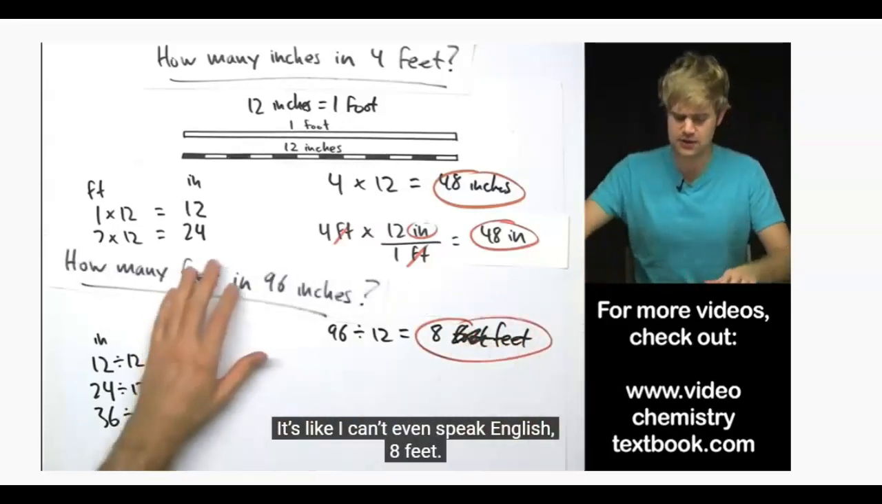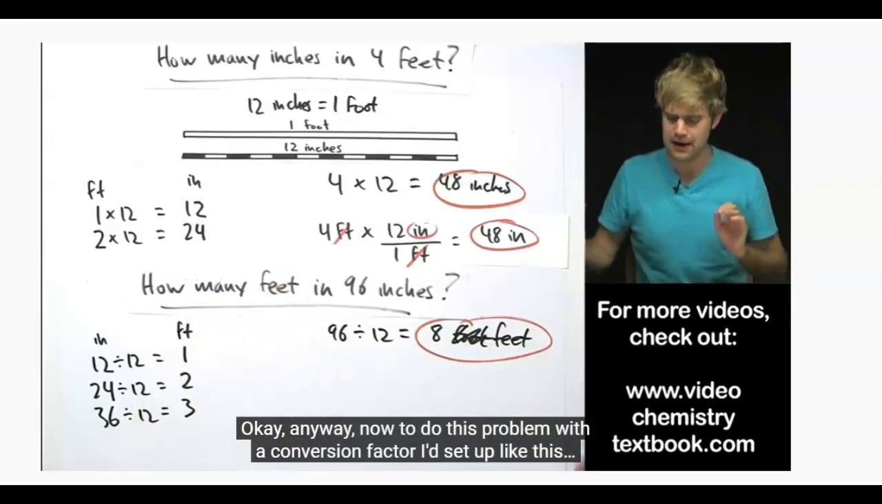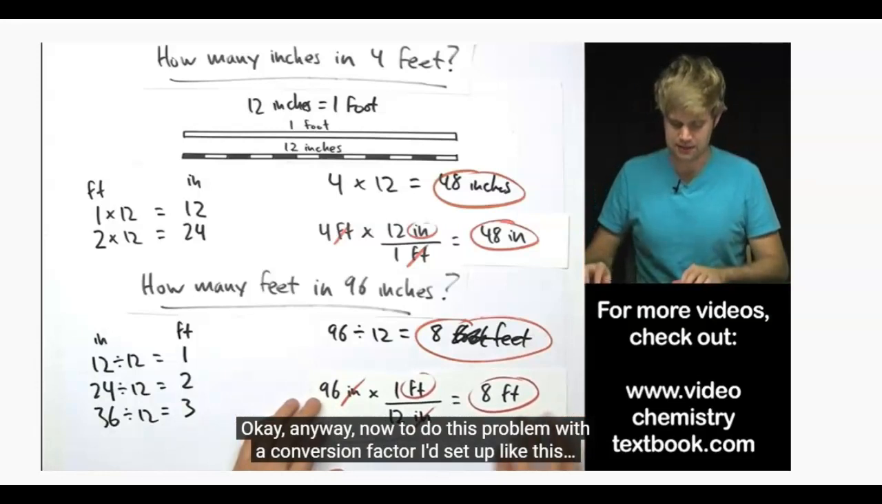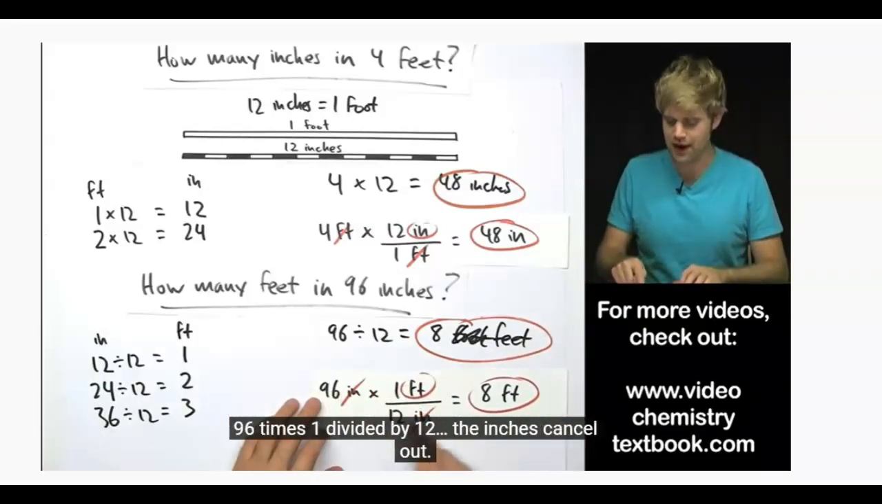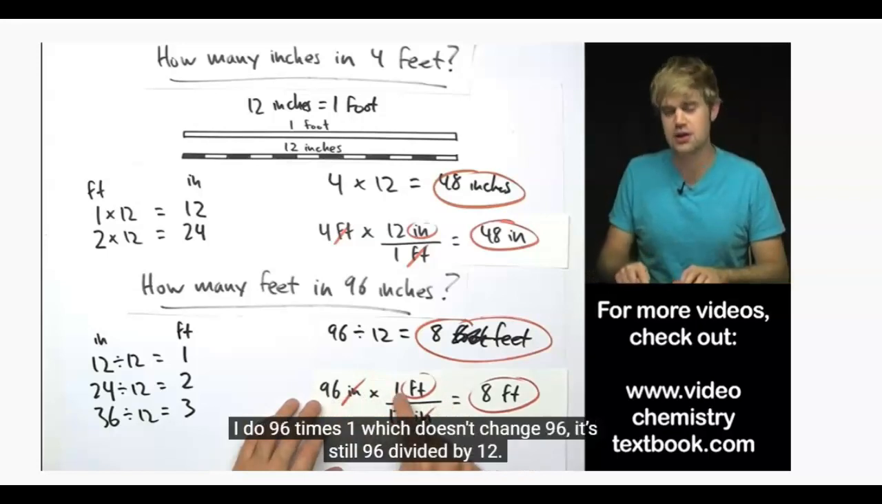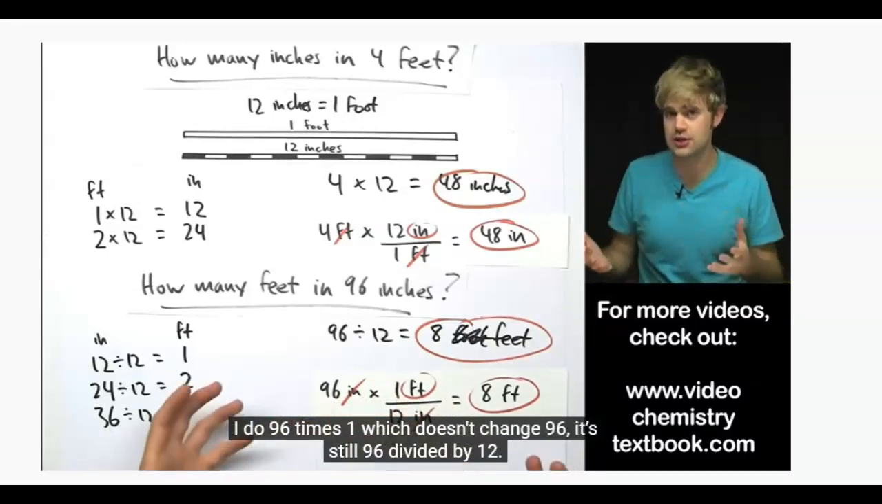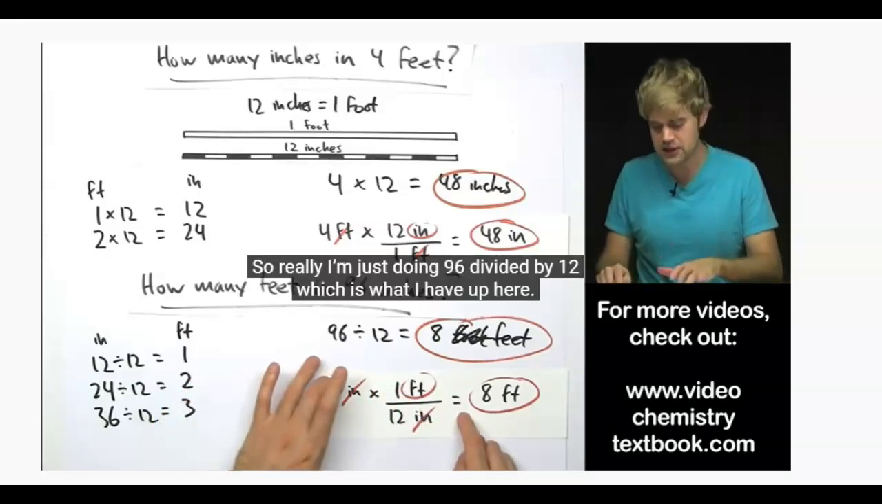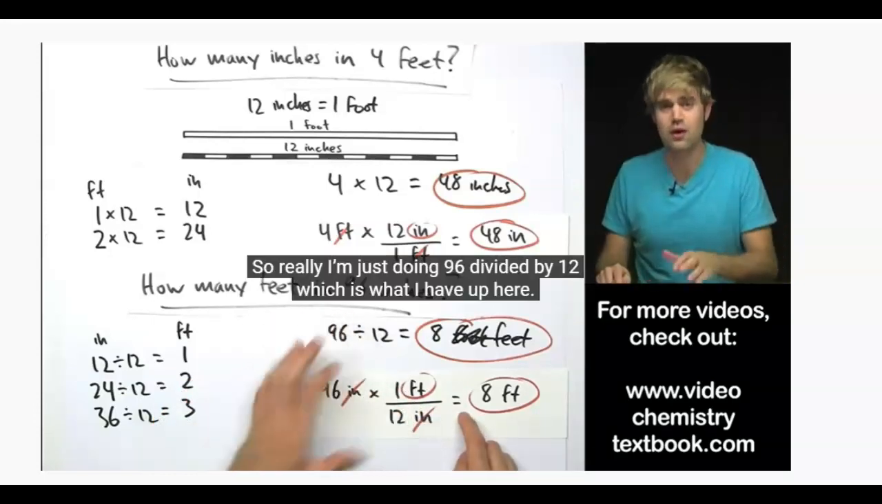8 feet. Okay, anyway. Now, to do this problem with a conversion factor, I'd set it up like this. 96 times 1 divided by 12. The inches cancel out. And I do 96 times 1, which doesn't change 96. It's still 96 divided by 12. So I'm really just doing 96 divided by 12, which is what I have up here.